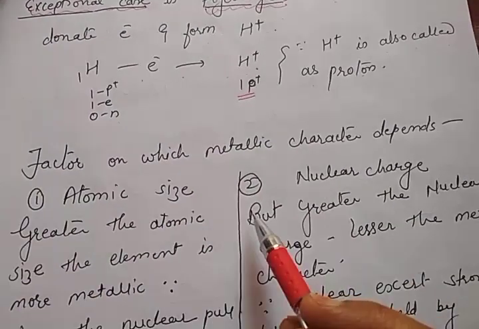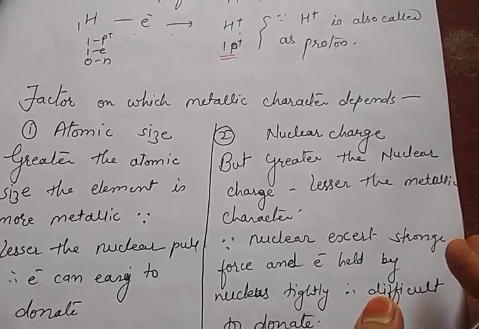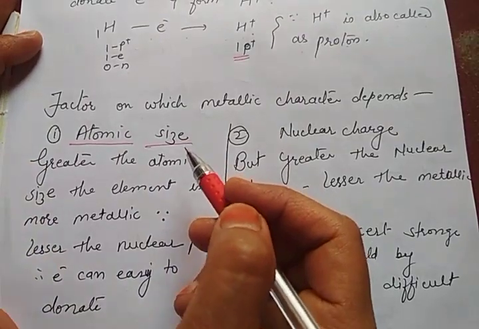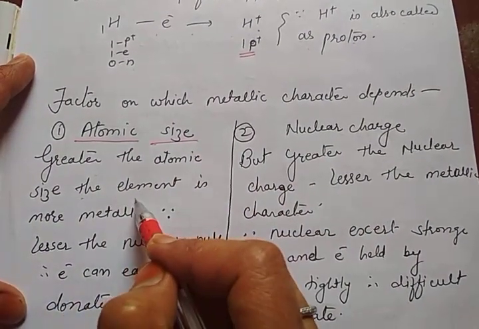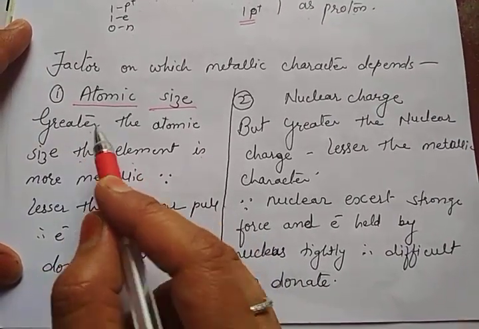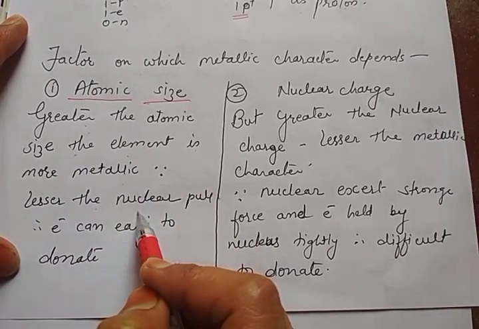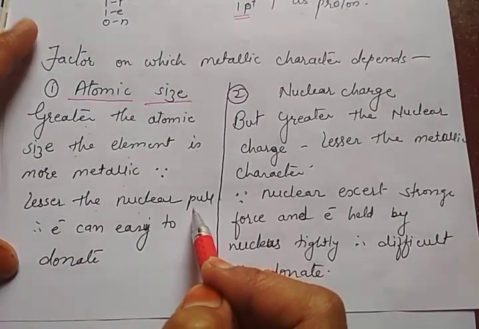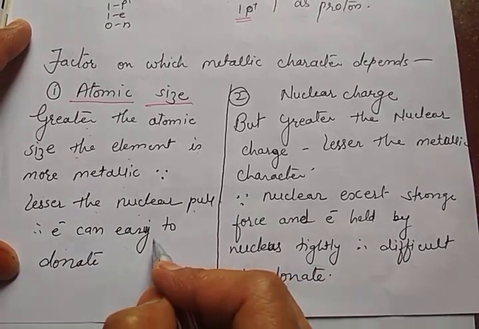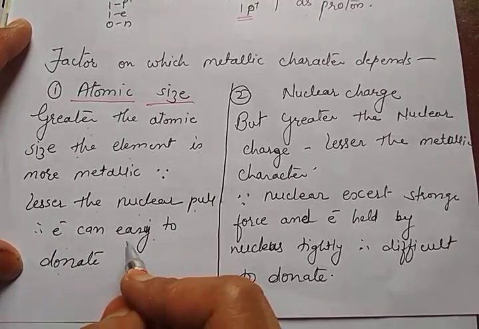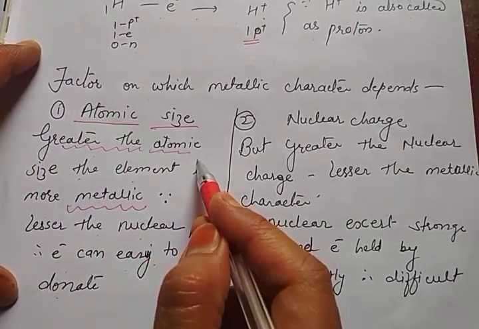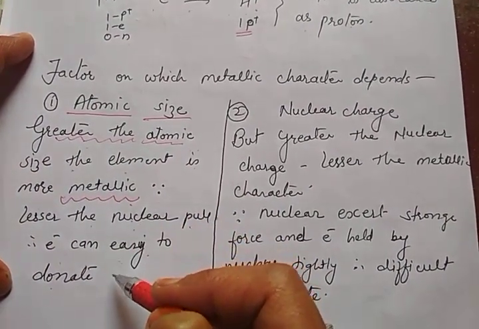Now the factors on which the metallic character depends. What are the factors which affect the metallic character? The first is atomic size or atomic radius. The greater the atomic size, the more metallic the element will be, because as the atomic size is greater, the nuclear pull will be less. The last shell will experience less nuclear pull, and therefore the electron present in the last shell will be loosely held by the nucleus, and it is easy to donate. So the element will be more metallic in nature if the atomic size is greater. As atomic size increases, metallic character also increases.